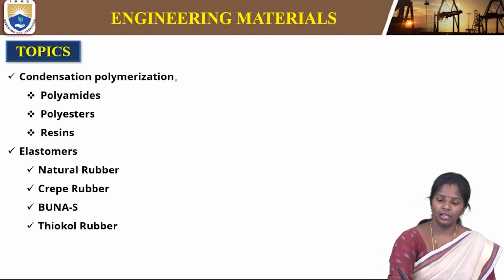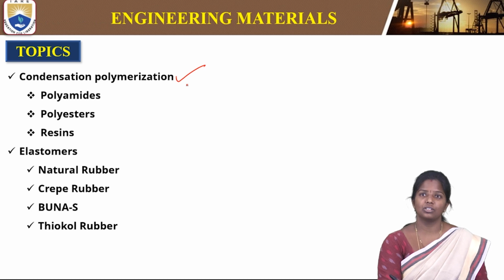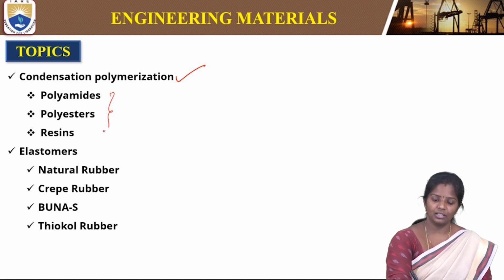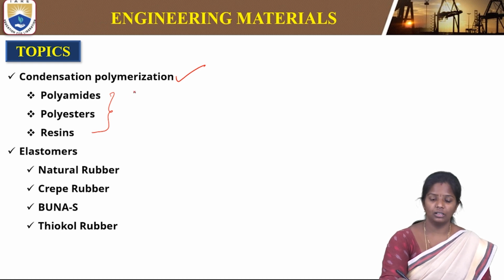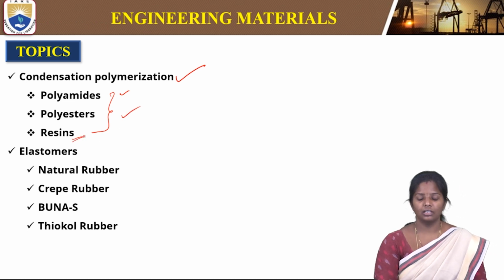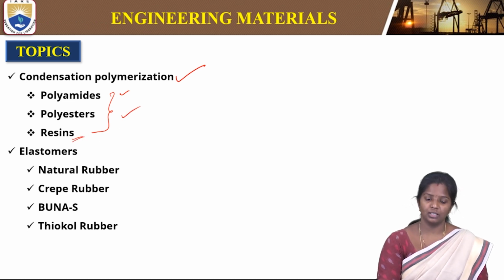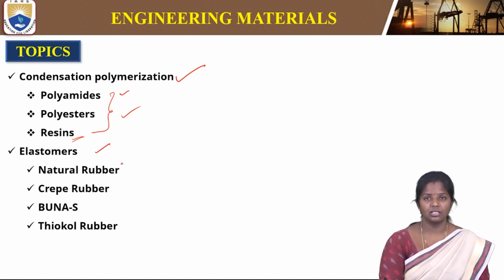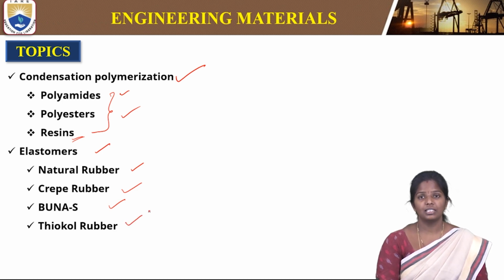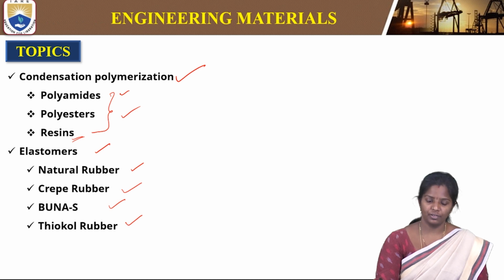Let us understand condensation polymerization, what is condensation polymerization, and the different types of condensation polymerization depending on the monomers that are used. They are polyamides, polyesters, and resins. These are the three types of polymers that come under condensation polymerization. Then elastomers: what are elastomers and types of elastomers like natural rubber, crepe rubber, Buna S and its synthesis, then thiokol rubber and their synthesis, properties and applications. So we will go in detail.